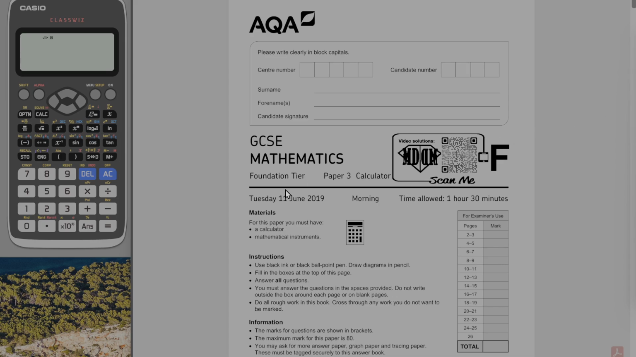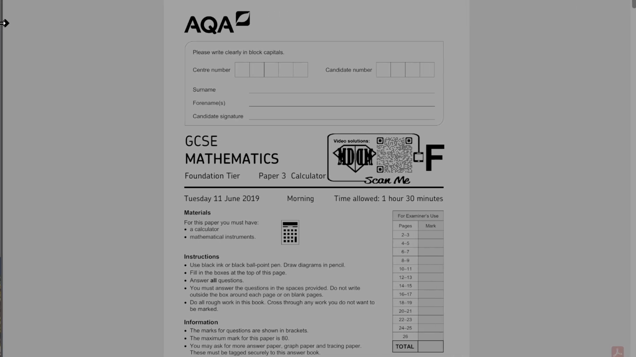Okay, so this is a copy of the paper. Today I'm going to be using an FX 570 emulator. That may not be the version that you're using. That's absolutely fine. It's just a convenient emulator for me to be using.